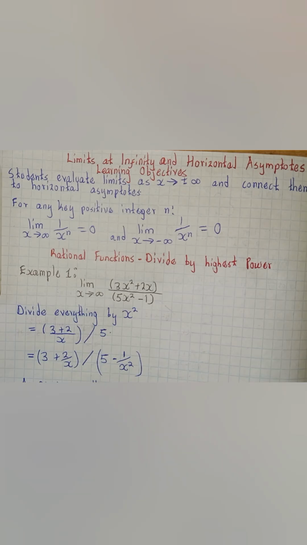For any positive integer n, the limit of the function 1 over x to the power n as x approaches positive infinity will always be equal to 0. And the limit of the same function as x approaches negative infinity will also always be equal to 0.